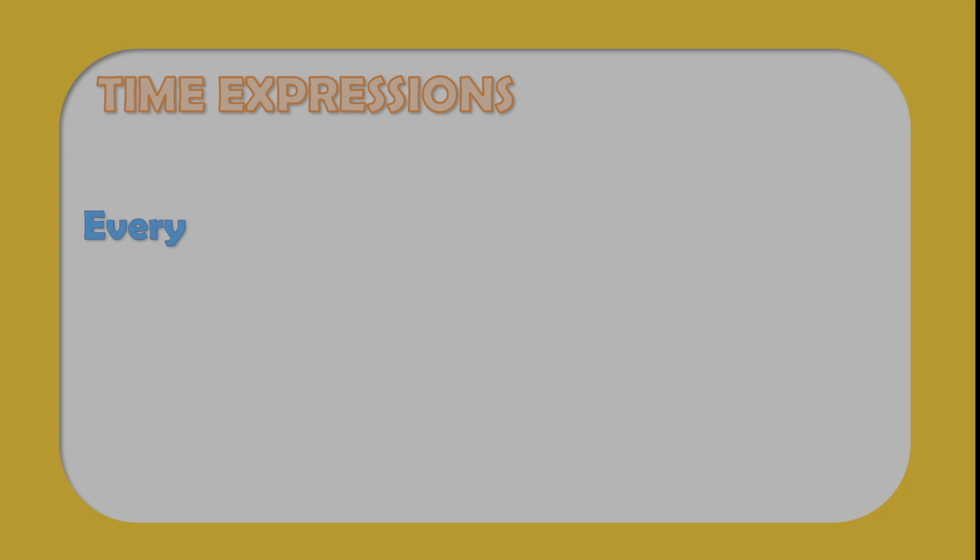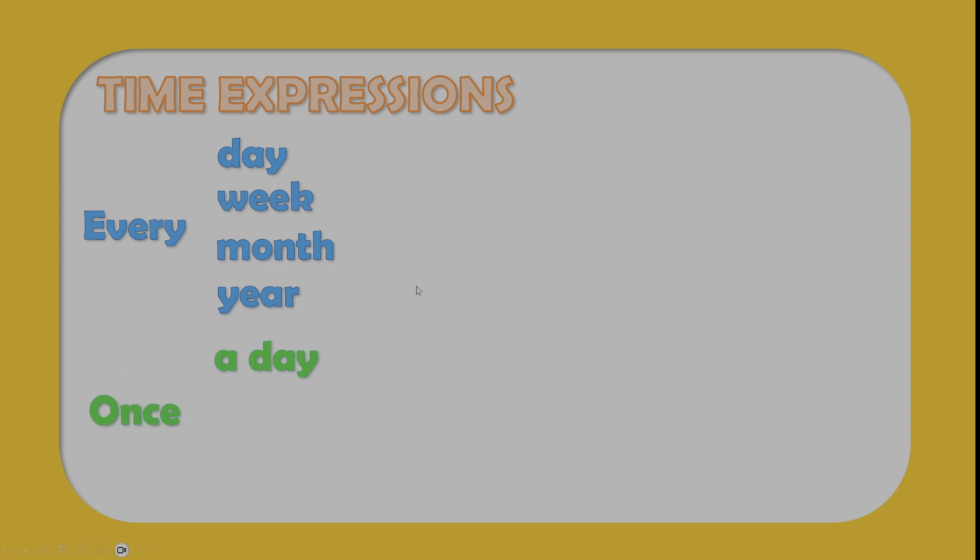Time expressions in the present simple tense. In the present simple tense, we need to support our ideas by adding some time expressions. Remember that the present simple tense commonly is used to describe our daily activities. So we can use the words every day, every week, every month, every year.